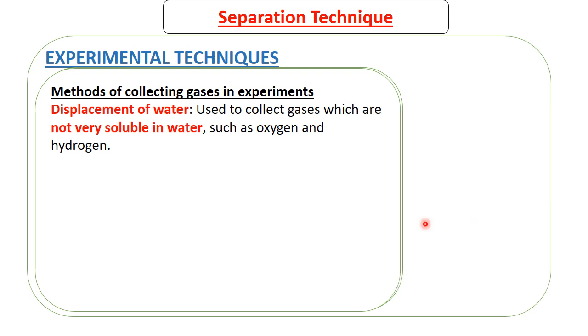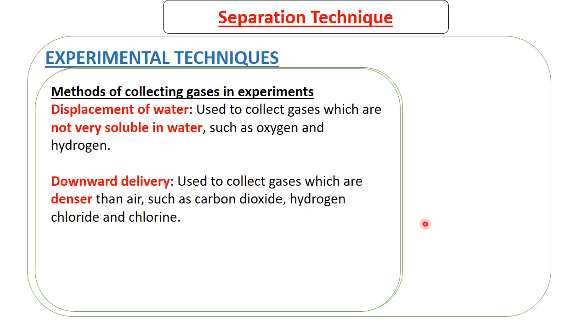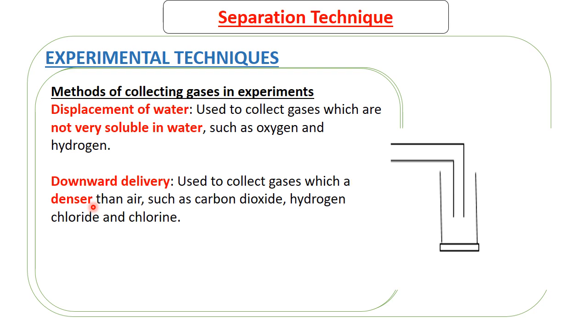The second method that is used is downward delivery of a gas. This is used to collect gases which are denser than air, such as carbon dioxide, hydrogen chloride, and chlorine. These three gases are just examples. The most important thing to know is they are all denser than air. So the fact that they are denser than air, how does it help in collecting the gas?